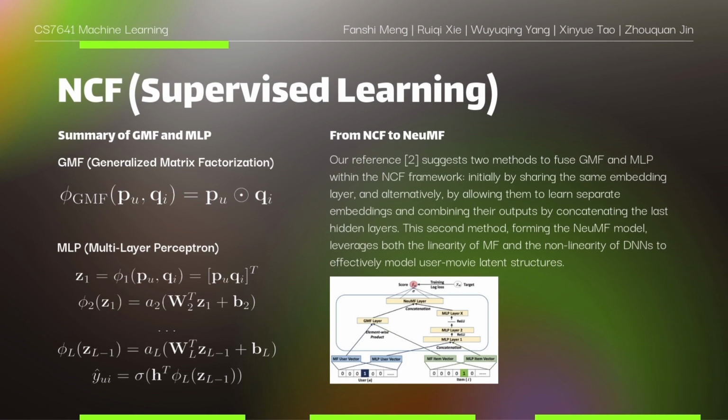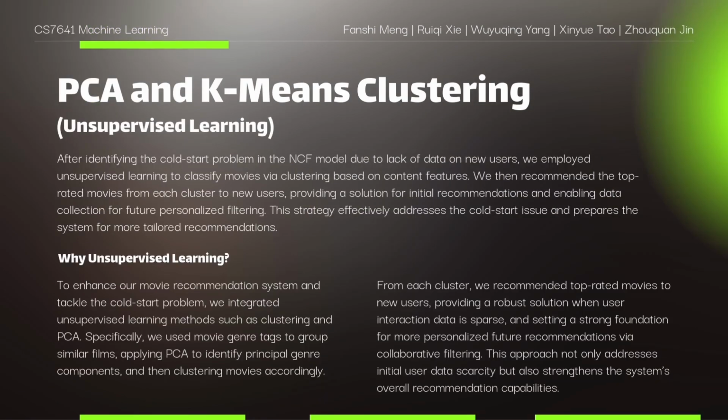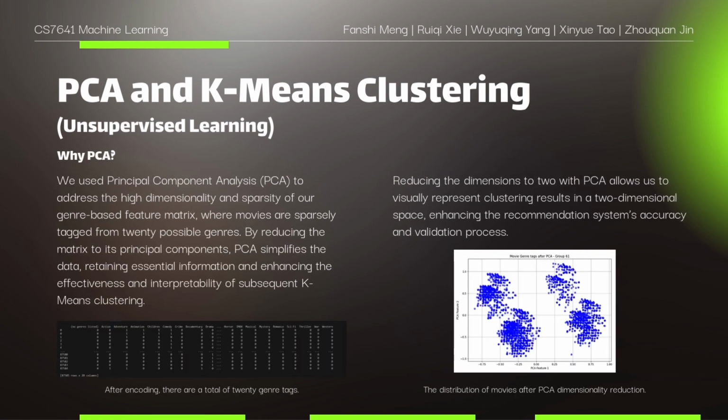We address the cold start problem in the NCF model for recommendation systems, where new users lack historical interaction data. To solve this, we turn to unsupervised learning methods, PCA and K-means clustering.